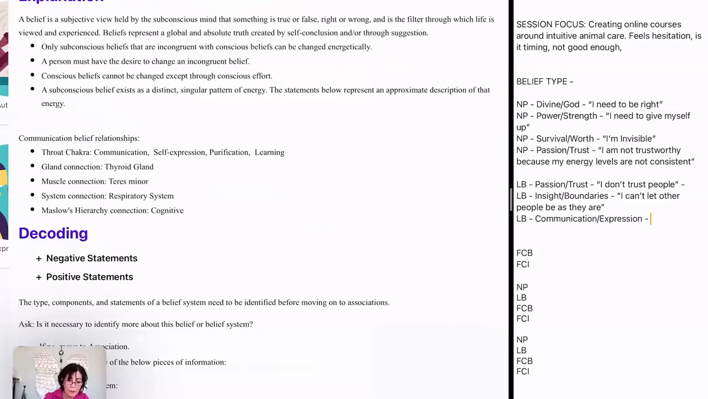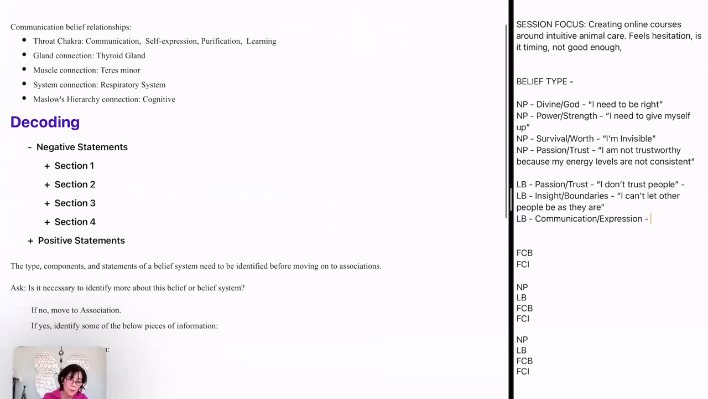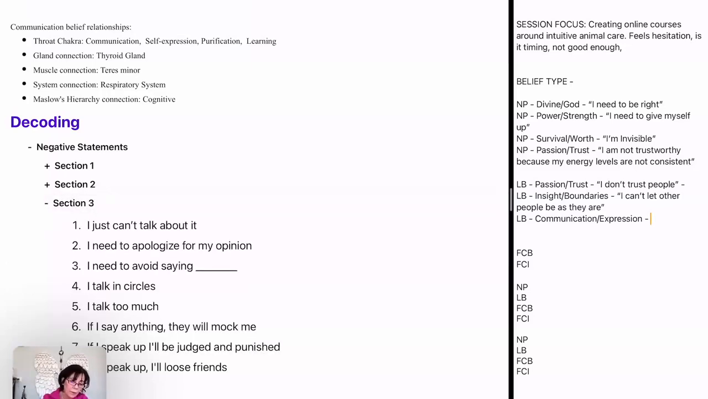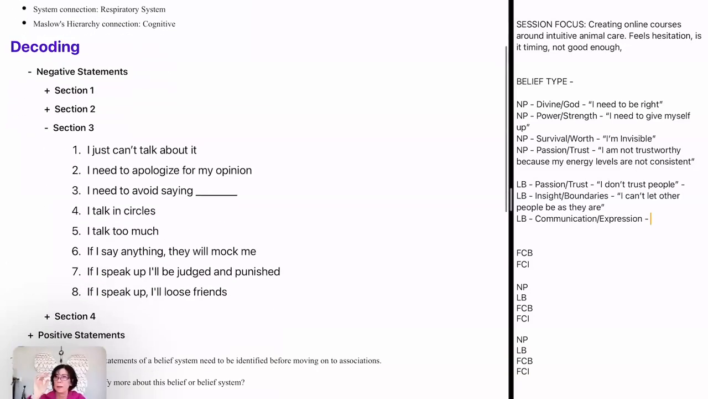Okay, what are we getting here? Negative statements. Four sections, no, three. And there's only eight. So is it odd? 1, 3, 5, 7. If I speak up, I'll be judged and punished.